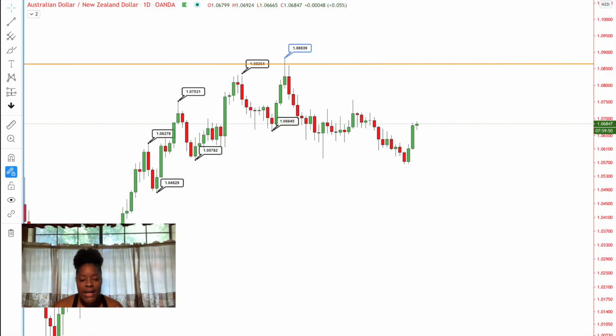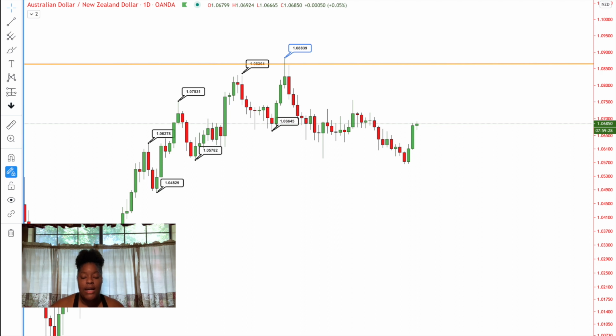So let's go ahead and look at the price chart and see what it has to tell us. Right now we're looking at Aussie dollar, New Zealand dollar on the daily time frame. The one thing I want you to look at is my price level tools. I'm on TradingView, and in the price level tools, those numbers are called exchange rate. Most people just know them as price, right?